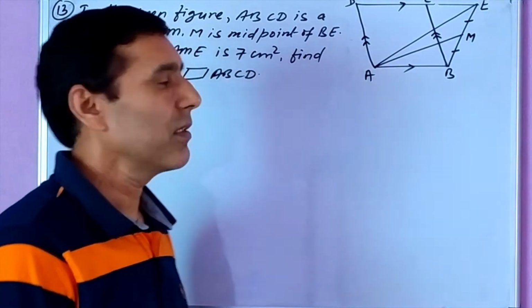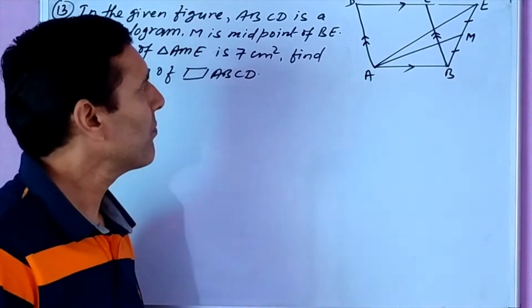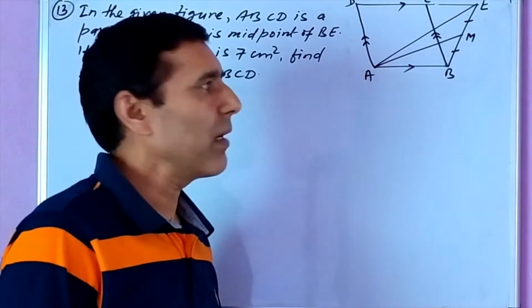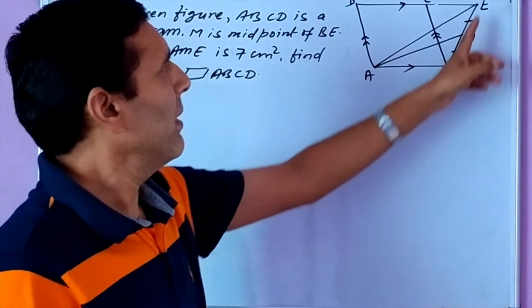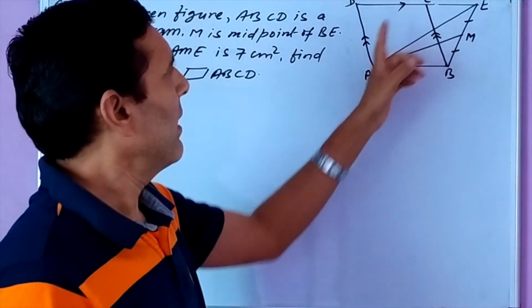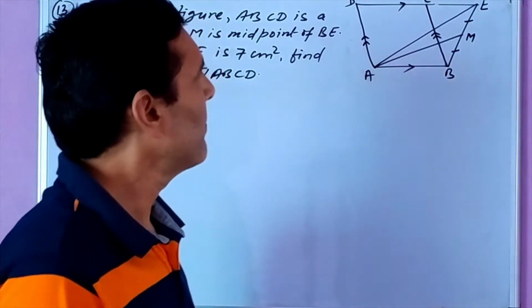Here we have another short question from geometry. Question number 13. Here you can see a figure. In this figure, ABCD is a parallelogram and ABE a triangle. Parallelogram ABCD and triangle ABE are standing on the same base and between the same parallel lines.